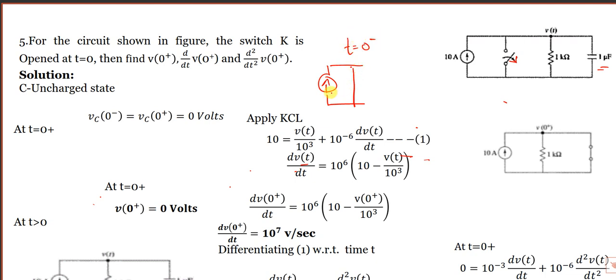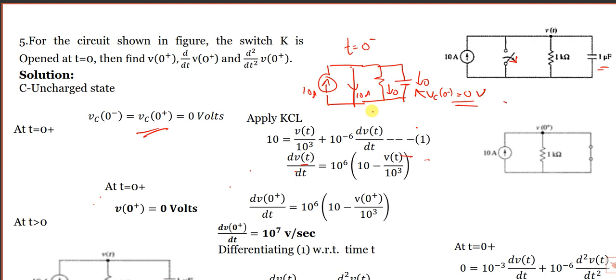For t is equal to 0 minus, all the 10 amps are flowing through this, and in the resistance and in the capacitor, zero current. All the 10 amps is coming through this because there is a short circuit. So the initial voltage in the capacitor is 0 volts. And at t is equal to 0 plus also, the capacitor will not immediately charge. Still it is 0 volts only. So the initial voltage in the capacitor is 0 volts.